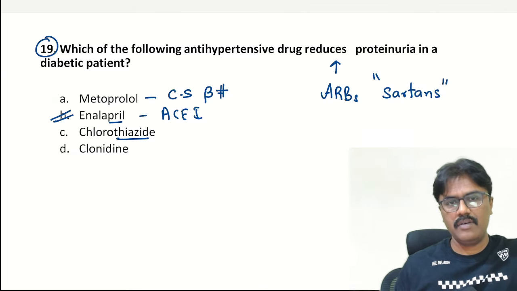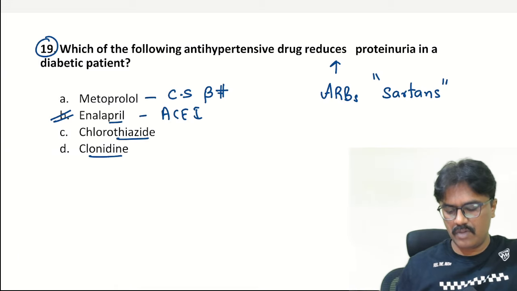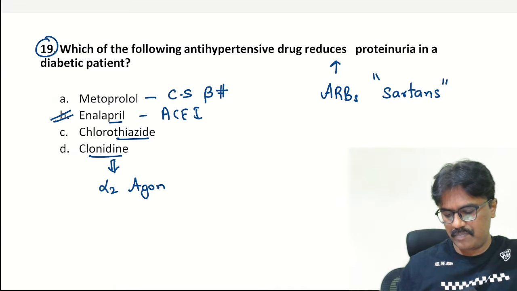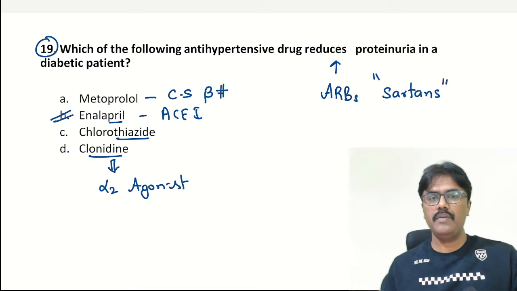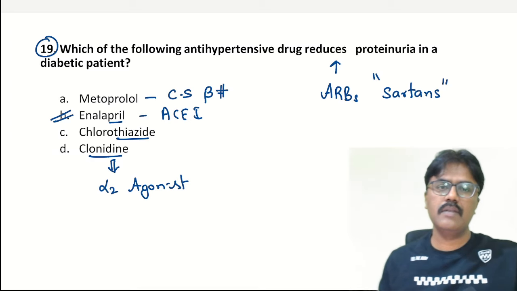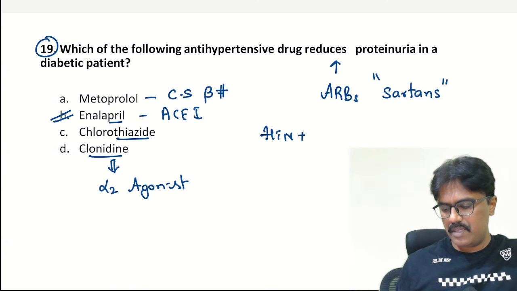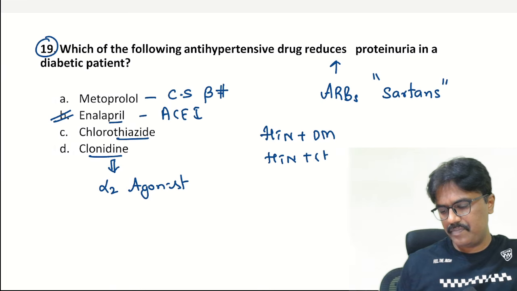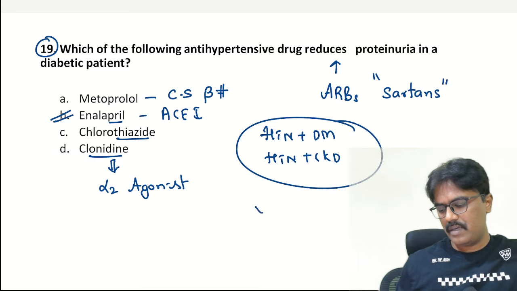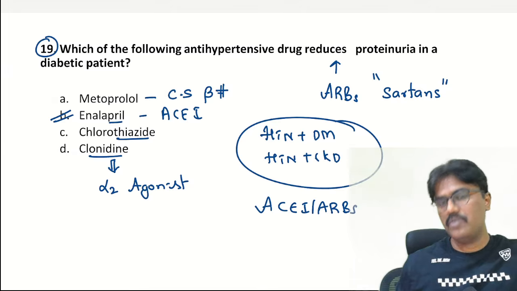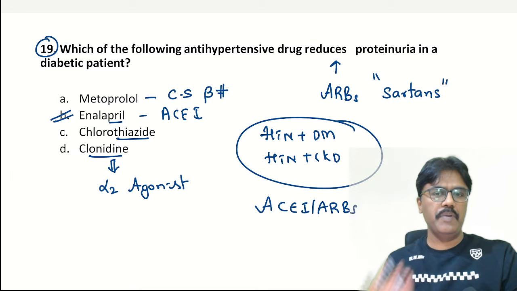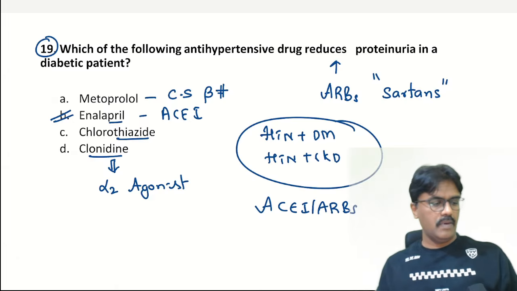Thiazides are thiazides. Clonidine, what is clonidine? It's an alpha 2 agonist. They are not known to reduce proteinuria, and the drugs which reduce it are ACE inhibitors and ARBs. That's why in any patient having hypertension and diabetes, or hypertension and CKD, the preferred drugs are either ACE inhibitors or ARBs to reduce proteinuria or microalbuminuria. Okay? Yes.